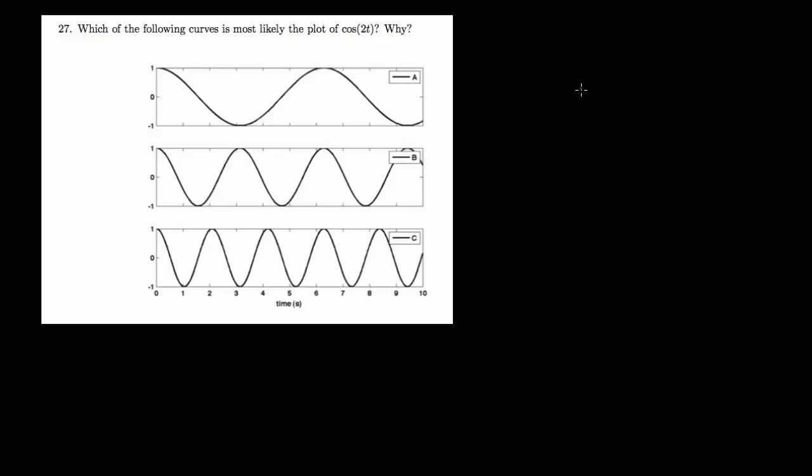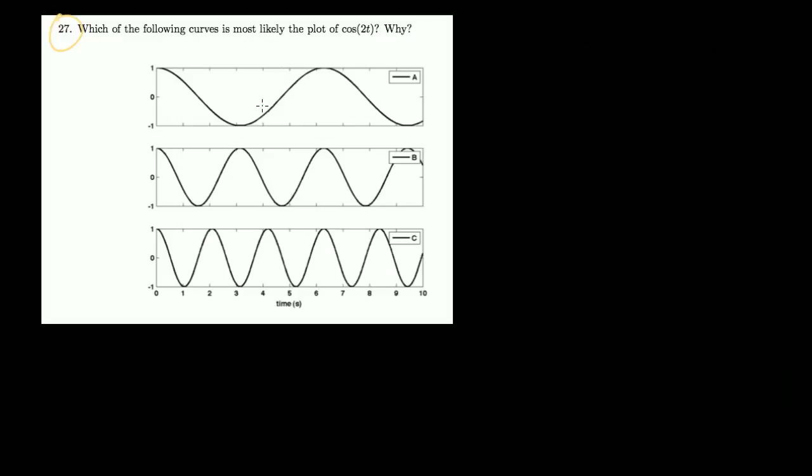Hi and welcome back. So in this video we're going to do problem number 27 out of the first recitation from signals. So the question is, which of the following curves is most likely the plot of cosine of 2t? They're asking us to choose which graph.